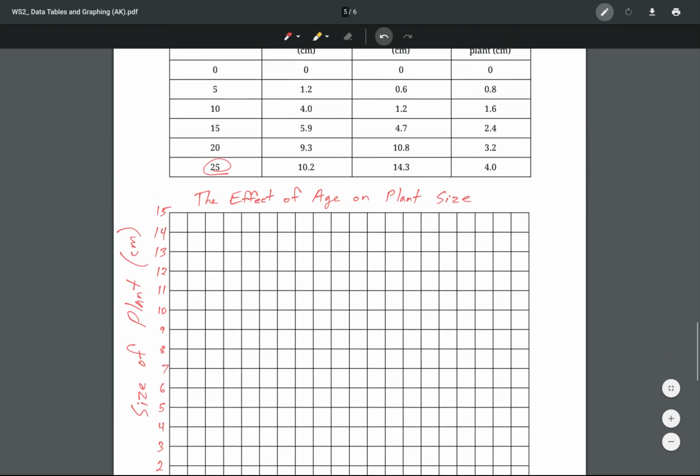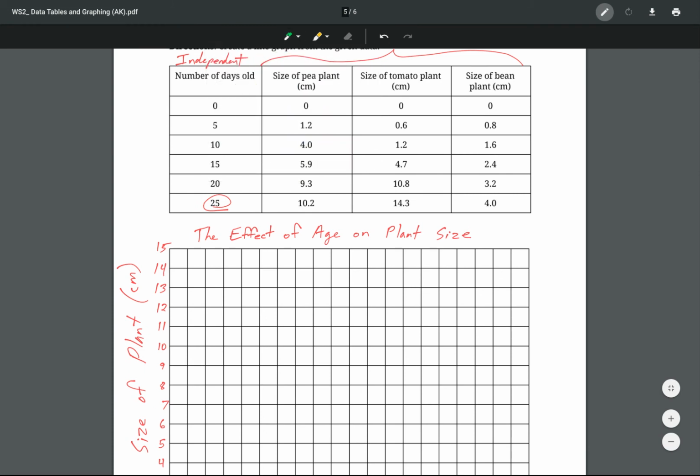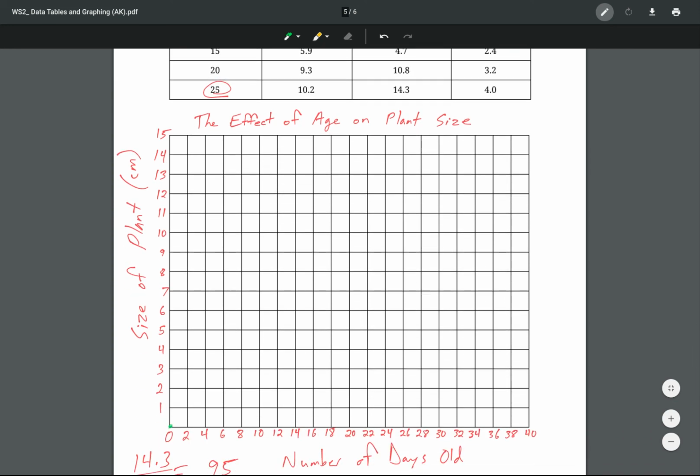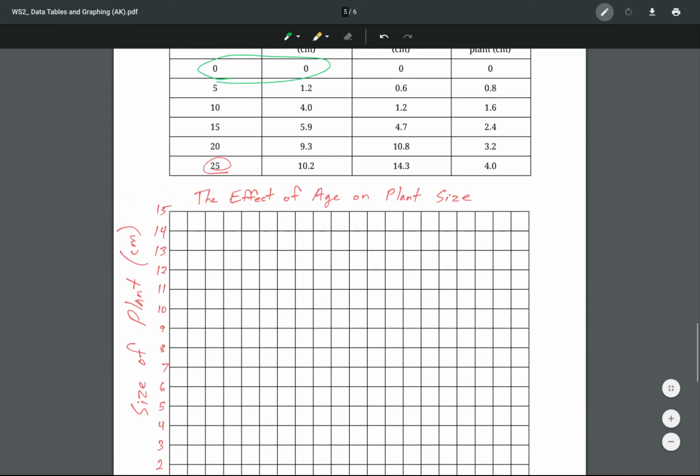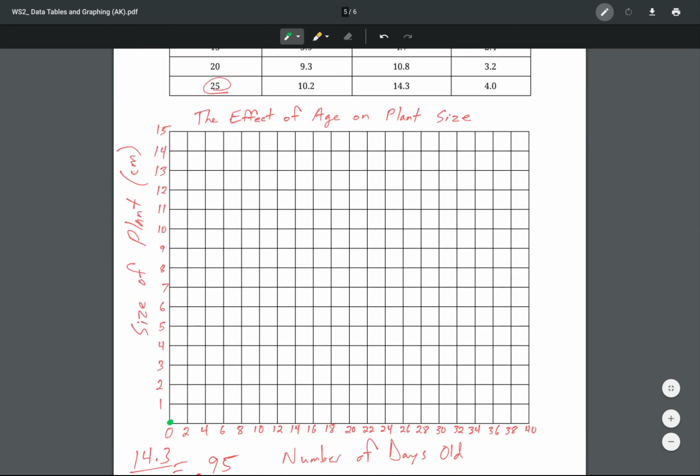For the first set of points, I'm looking at pea plant. And so at 0 days, the pea plant was 0 centimeters tall. At 5 days, it was 1.2 centimeters tall. So I'm going to start by going over to 5 days on the number of days axis, and then I'm going to go up to 1.2, and I'll have to estimate where 1.2 is to make my data point over here.